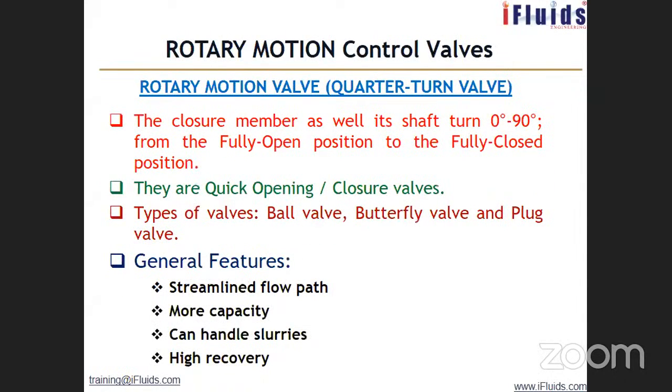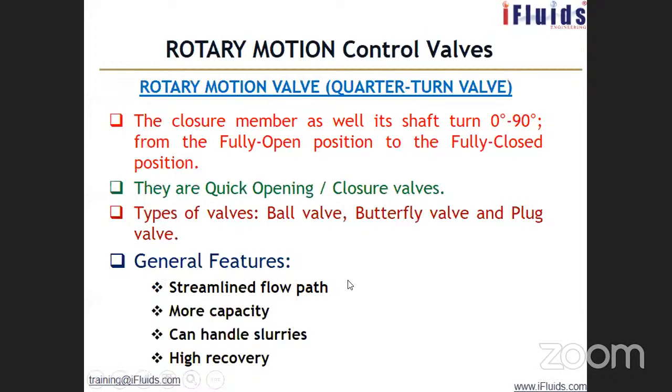Rotary motion valve, we have already seen the closure member as well as its shaft turn 0 to 90 degrees. That is why they are called quarter turn valves. They are quick opening closure valves. Types of valves, we have ball valve, butterfly valve, and plug valves.